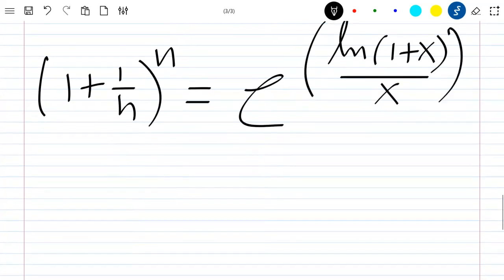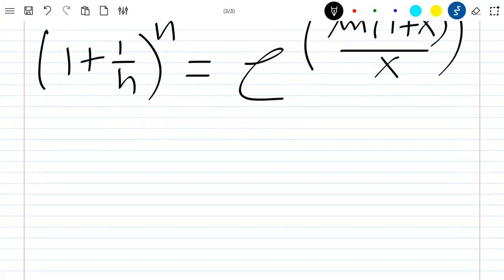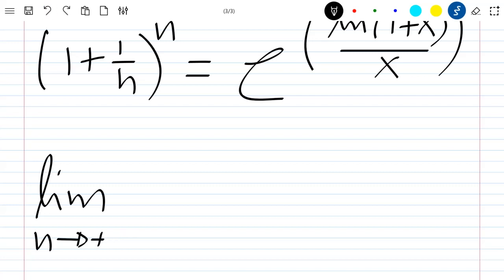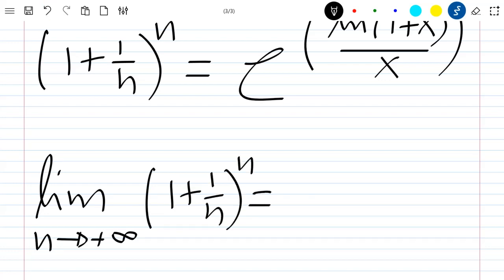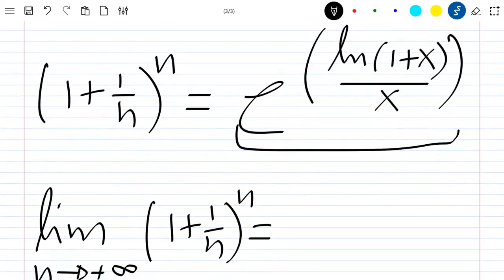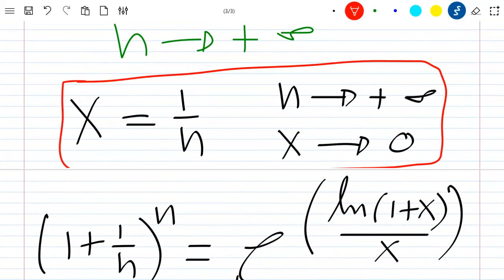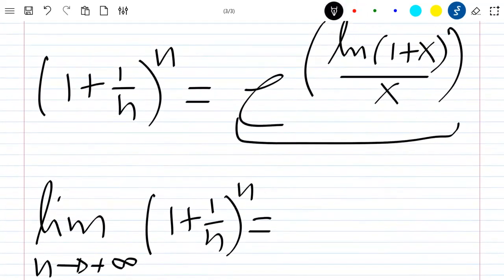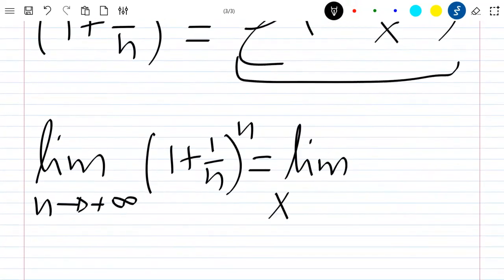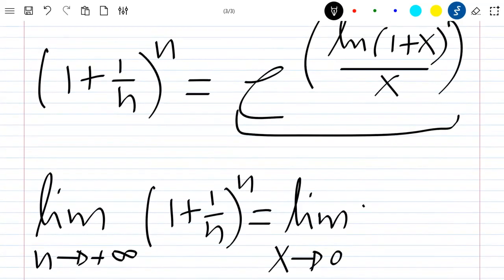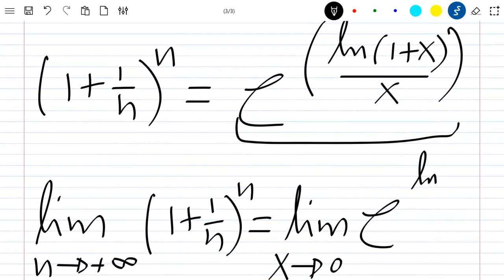If I come to the limit, this means the limit when n tends to infinity of (1 + 1/n)^n is the limit when x tends to 0 of this one, because of what I showed you here. So this is the limit when x tends to 0 of exponential of ln of (1 + x) divided by x.